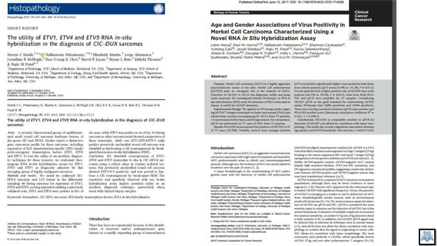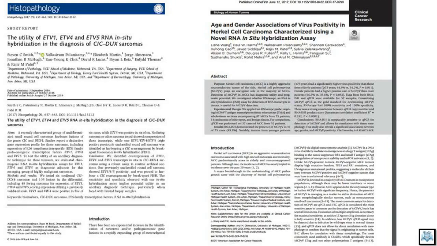Next, we are coming close to the presentation. Here I want to show you that the RNA in situ hybridization method that I have shown is not limited to prostate cancer. Recently we put out a publication showing that ETV1, ETV4, and ETV5 RNA in situ hybridization can be used in the diagnosis of CIC sarcomas, where you will see high-level expression of all three markers combined. As I showed you before, we don't have good antibodies for these markers, and RNA is the best method. This can be used for the clinical diagnosis of this rare type of sarcoma.